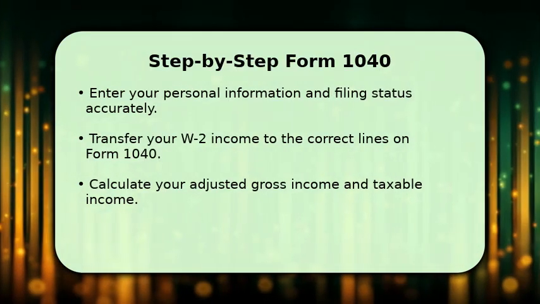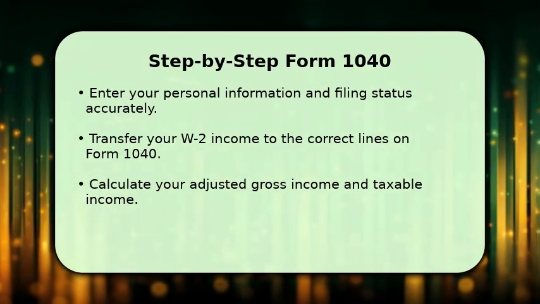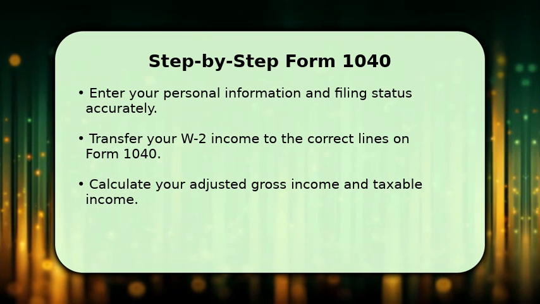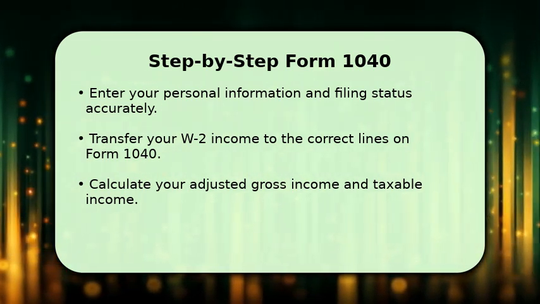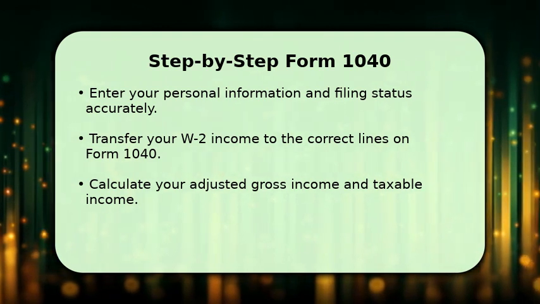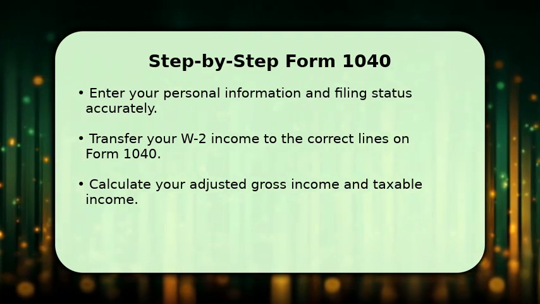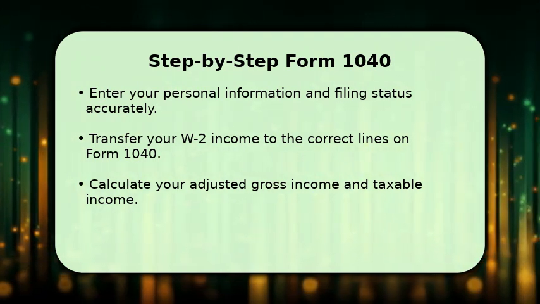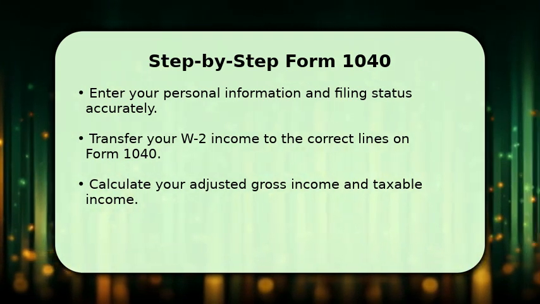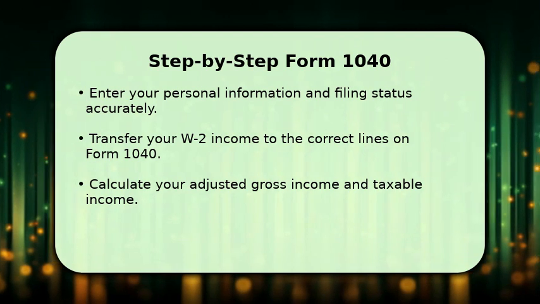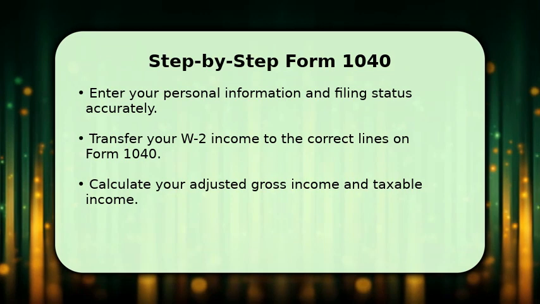Now, let's walk through Form 1040. Start by filling in your personal details and selecting your correct filing status. Next, locate line 1, where you will enter your total wages from your W-2 forms. Carefully transfer all other income, such as interest or dividends, to their respective lines. Then, calculate your adjusted gross income by subtracting any eligible deductions. This figure is crucial for determining your taxable income and potential tax liability.